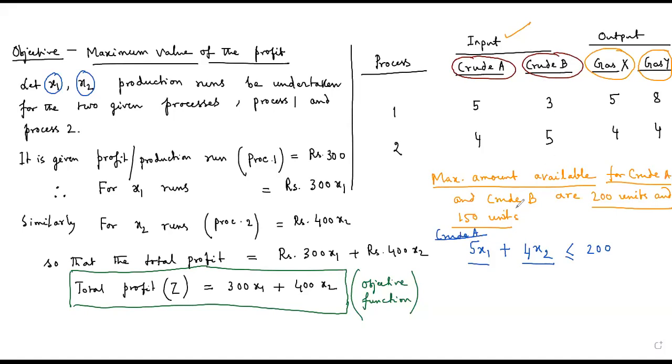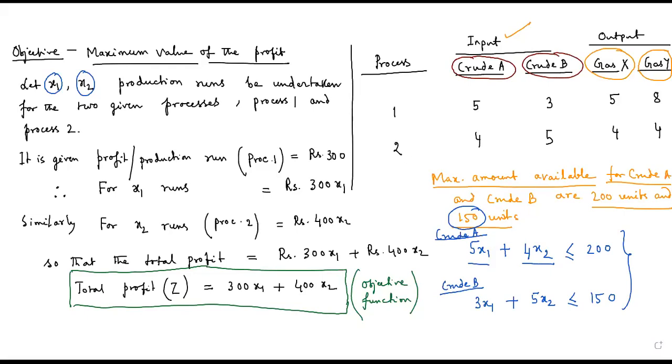Similarly, if I consider the second column for crude B, then for 3 units production run X1 corresponding to process 1, it will be 3x1. For 5 units production, 5x2, which is less than or equal to 150. So these constraints are actually called availability constraints. Maximum amount. Where is the 150 coming from? It is given.